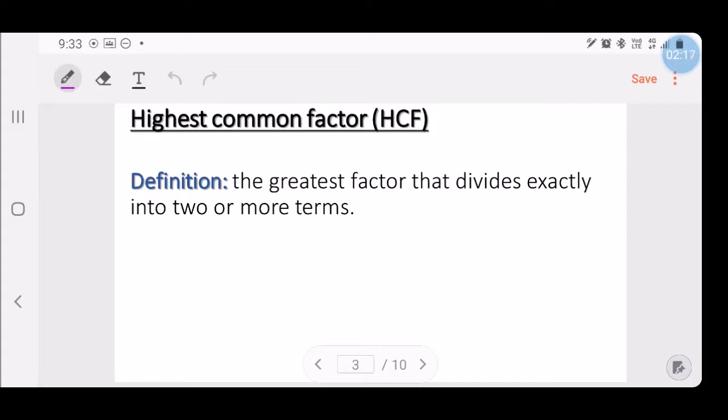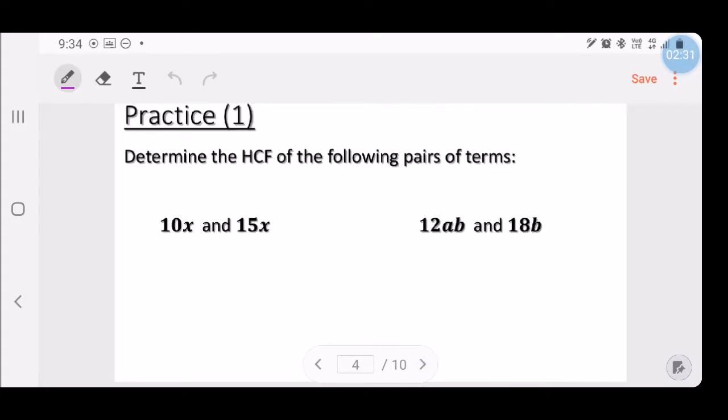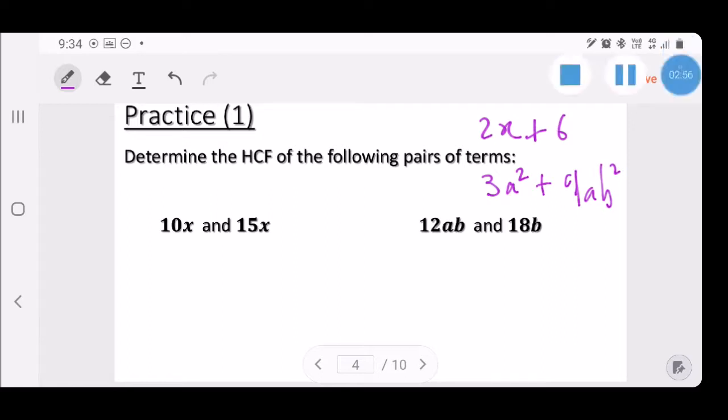But because this is algebra, our terms aren't just numerical, okay? We're not just dealing with numbers, we're dealing with variables as well. So it's a little bit more complicated than that. So ultimately, we're going to be asked to factorize, which means put back into bracket form, things like, I don't know, 2x plus 6, 3a squared plus 9ab squared. Things like this, okay?